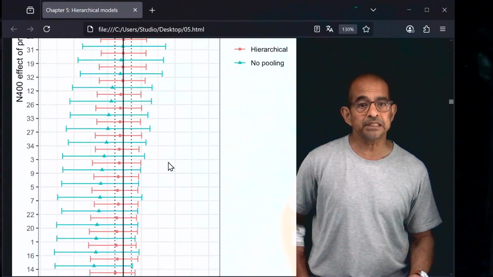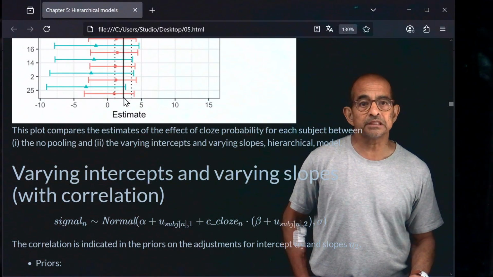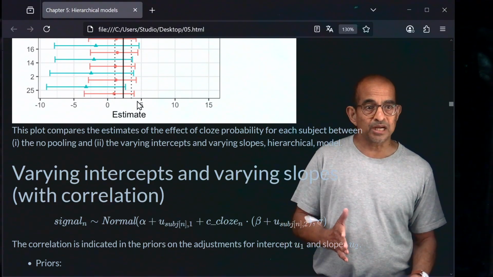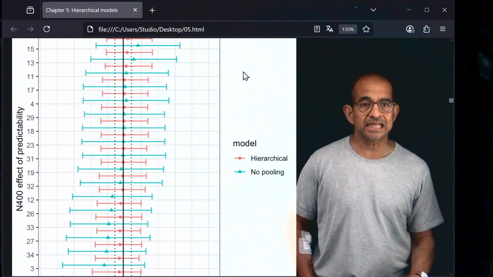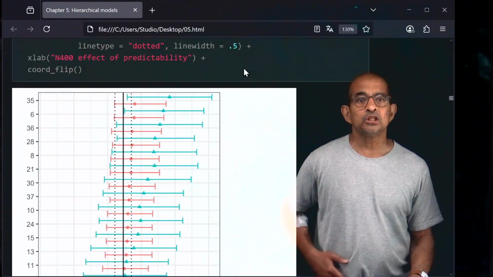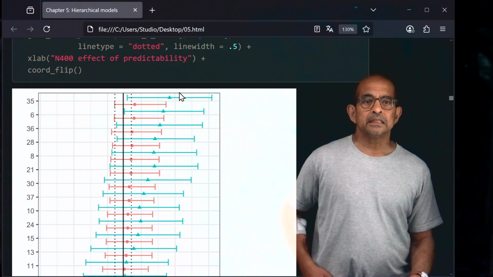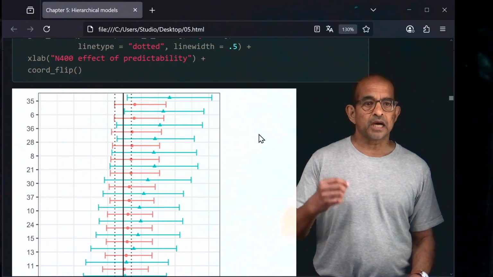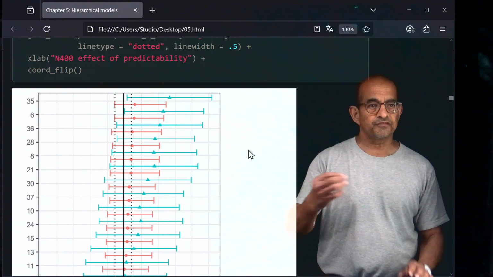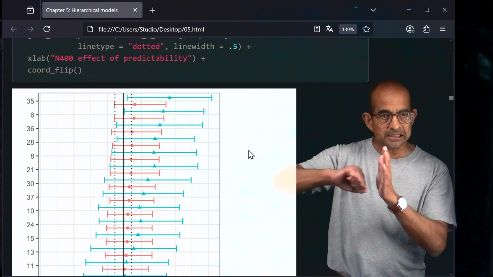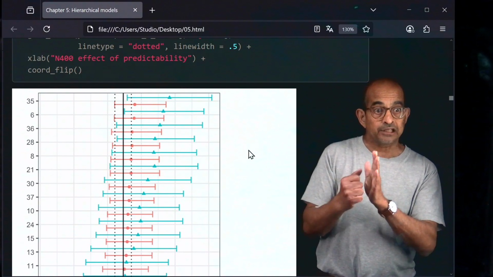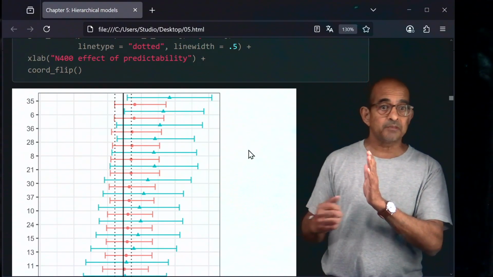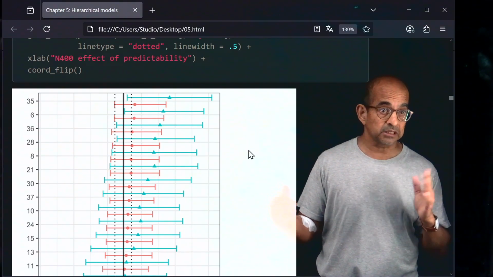towards the grand mean. The estimates for each subject is shrunk towards the grand mean slope parameter for the effect of closed probability, right? So that's the effect of shrinkage that you're seeing here. So what will happen is that the estimate from the hierarchical model for each subject's effect of closed probability will be slightly shrunk towards the grand mean beta parameter slope. And it will be shrunk even more towards the beta parameter slope if you have sparse data from that subject.